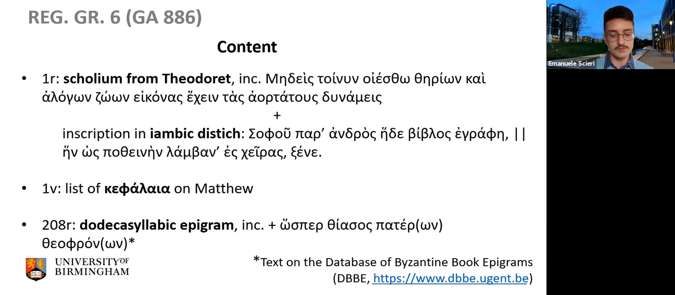The text of Matthew is also preceded by a list of kephalaia or chapter readings. In addition, at folio 1 verso is an excerpt from Theodoret and underneath an inscription in iambic distich. Finally, in the top margin of folio 208 recto, before Romans, is a dodecasyllabic epigram written by a different hand. The text is available on the Database of Byzantine Book Epigrams.